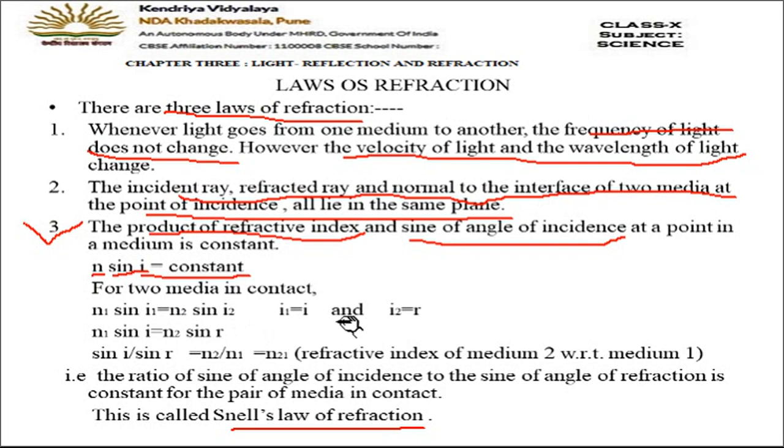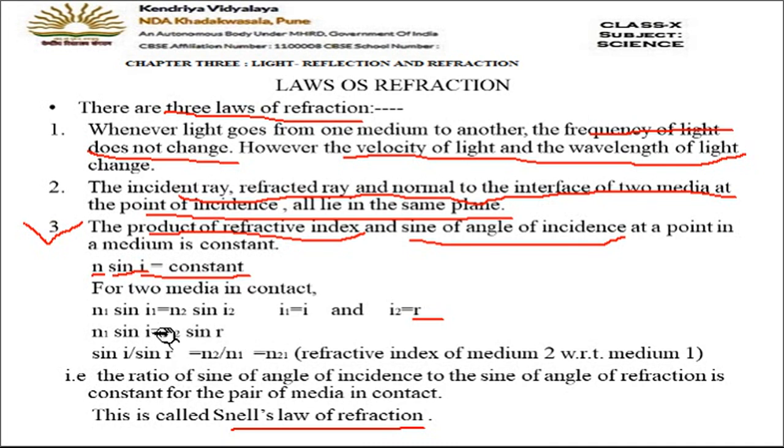But you have seen that in case of refraction, this i1 could be written as i, but i2 is not there. i2 could be replaced with r. In the second medium, what do we have? Angle of refraction. So in place of i2, we can write r. So now the changed statement is n1 sin i is equal to n2 sin r. In the second medium, we don't have angle of incidence, we have angle of refraction, so we can write r here.